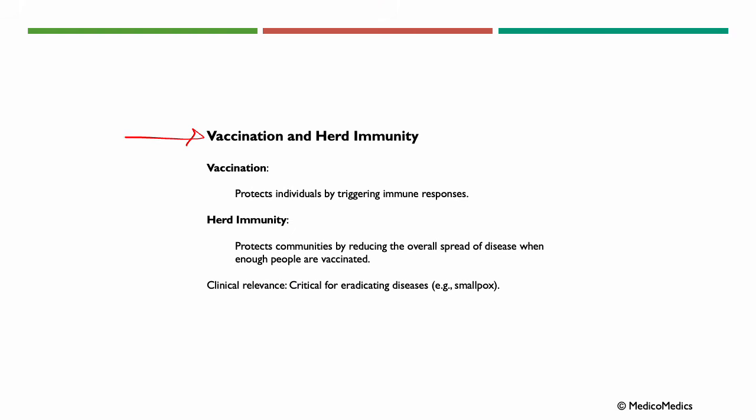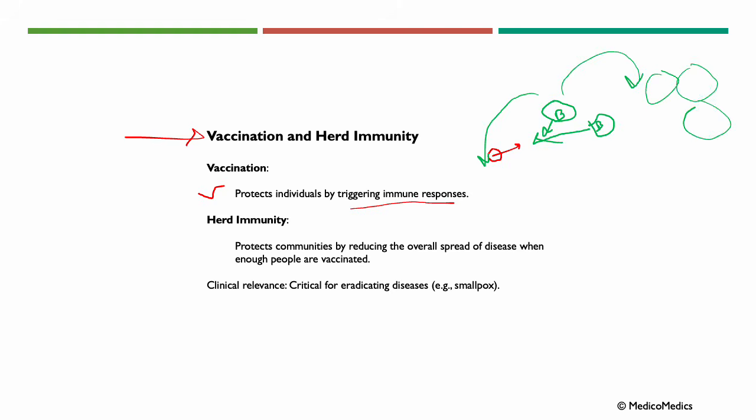Now, vaccination and herd immunity. So vaccination, the idea is to protect individuals by triggering immune responses. The idea here is we use either a killed part of the virus or the pathogen, or an inactive part of it, enough to stimulate the person's immune system to start developing antibodies, meaning for the person to get stimulated enough to start producing immune cells.